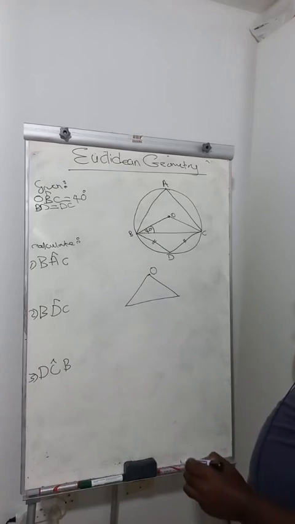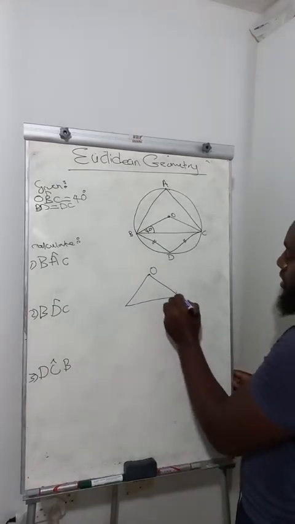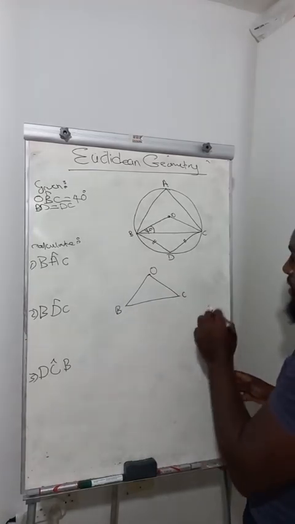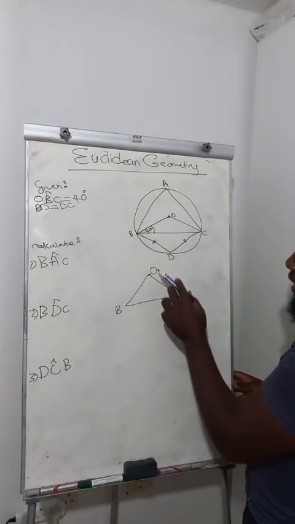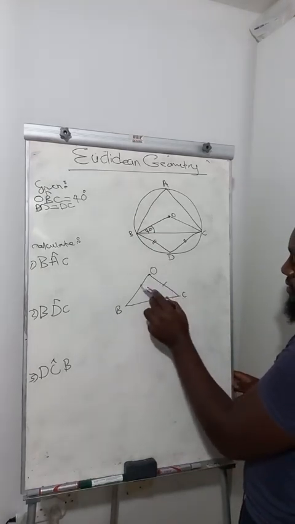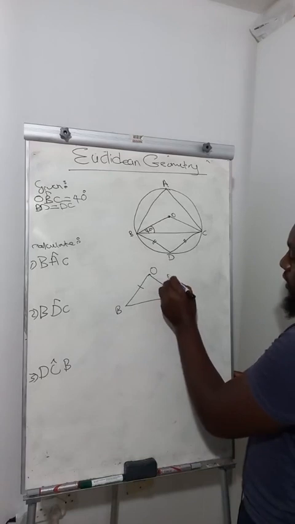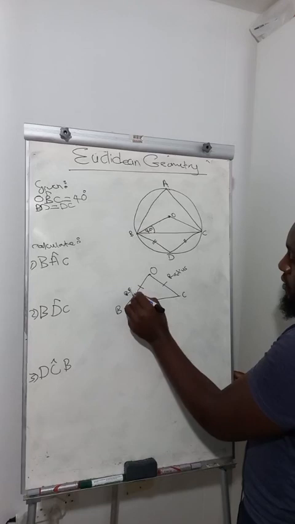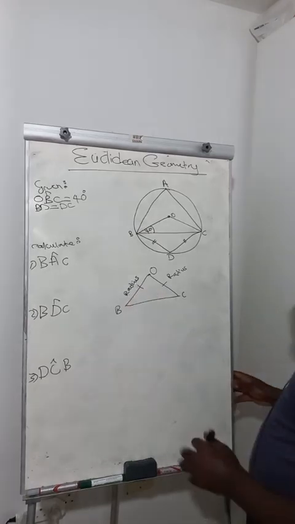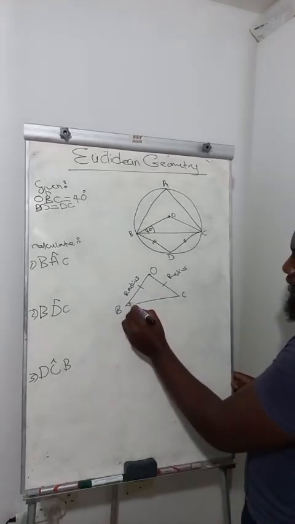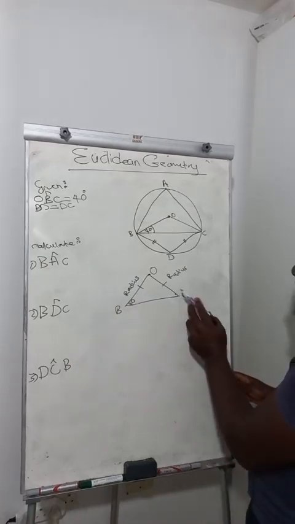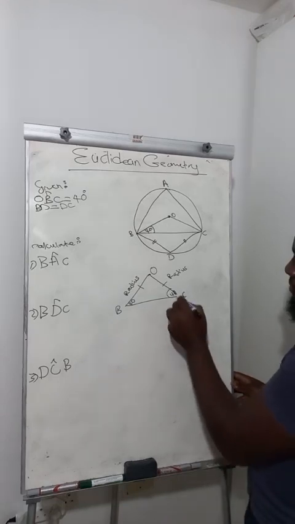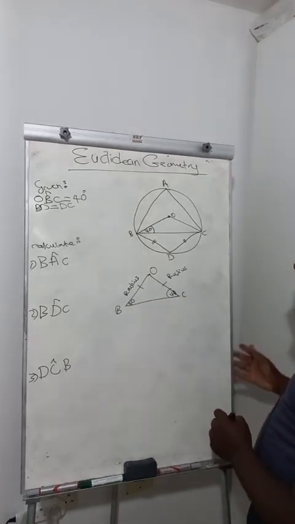If that is your center, this is C, this is B. It means OC and OB are radii, so they are equal. I'll write here, radius. If this is a radius and here you have a 40, what does it mean about this? It also means this is a 40. The reason will be angles of an isosceles triangle.